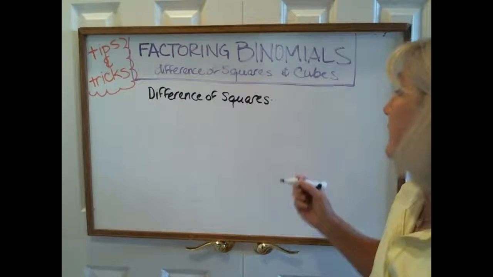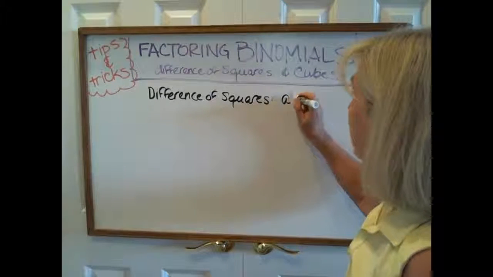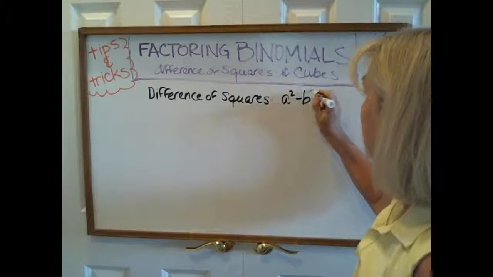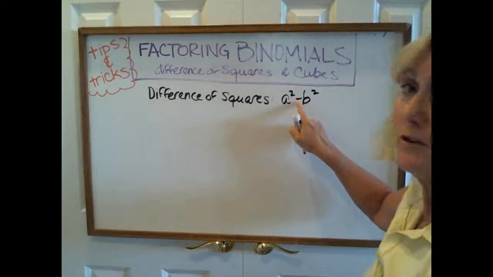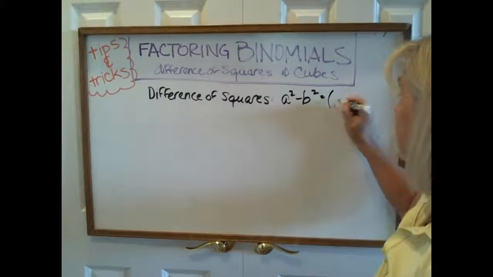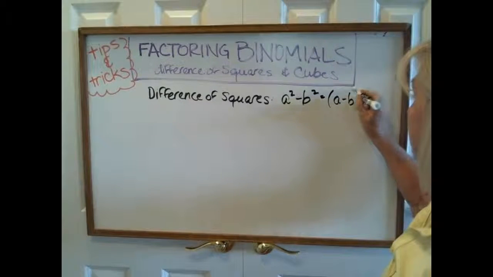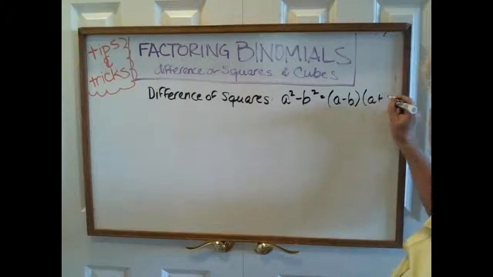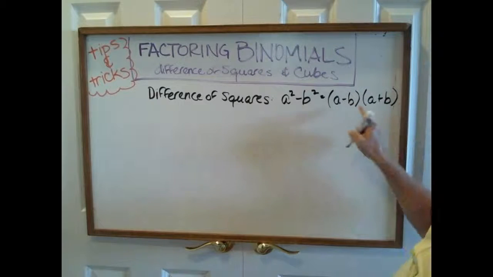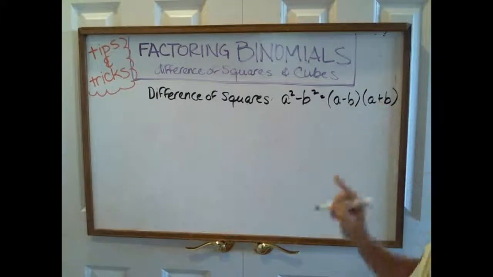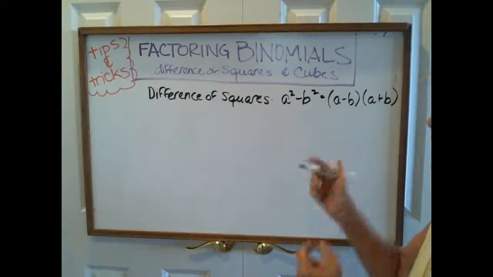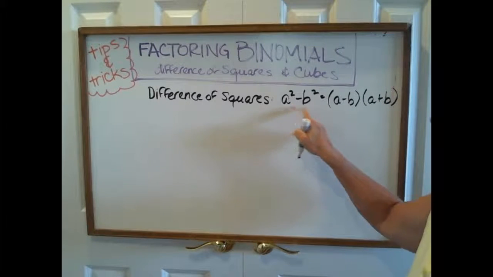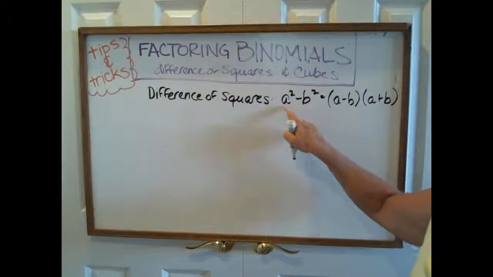And the formula for factoring difference of squares is if we have a squared minus b squared. So that's a difference, meaning there's subtraction. And that factors to a minus b and a plus b. And now if we FOILed this together, the reason that these signs need to be different is that the middle term is going to cancel out, so we're going to be left with just two terms.